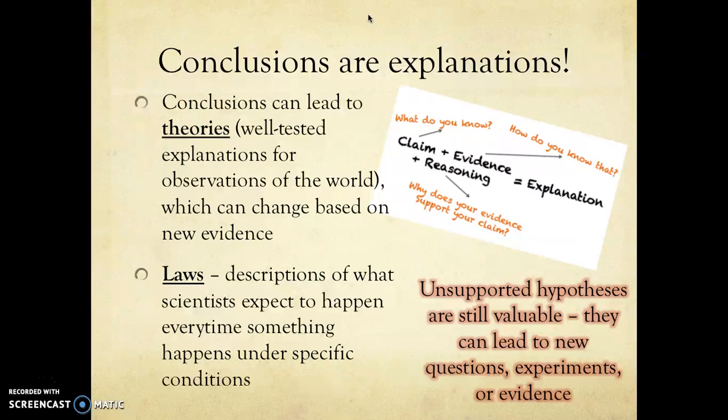Now, along with theories, we also have laws. Laws are descriptions of what scientists expect to happen every time something happens under specific conditions. So, for example, if I drop something here on Earth, we have gravity. Anytime we drop something in conditions where there is gravity, we expect that thing to fall. That's basically the law of gravity. A law basically says this is going to happen. A theory attempts to explain why something has happened.